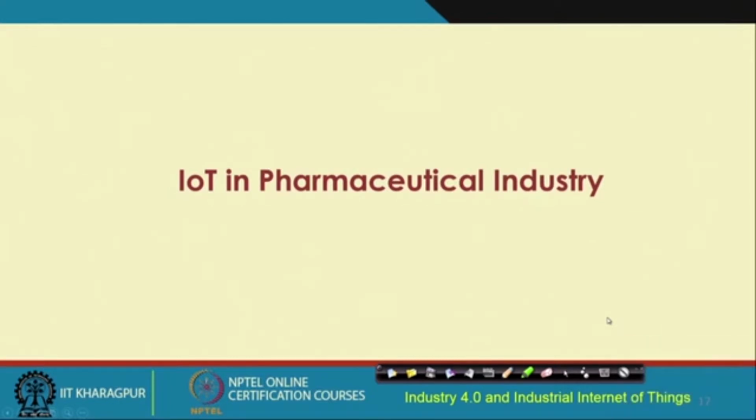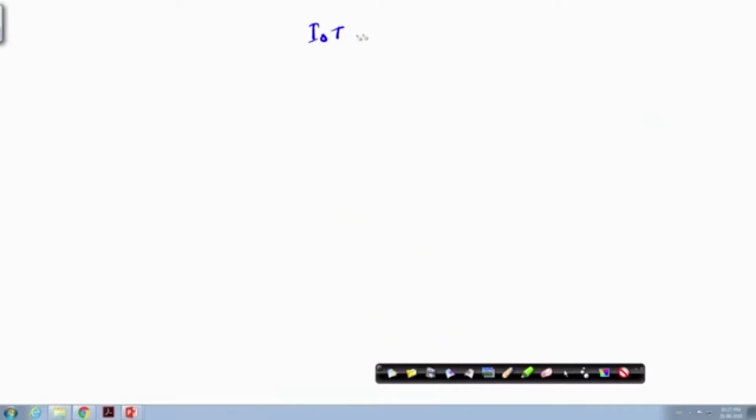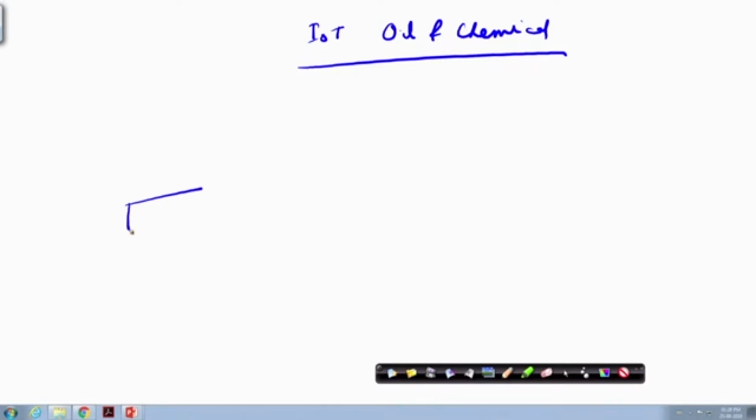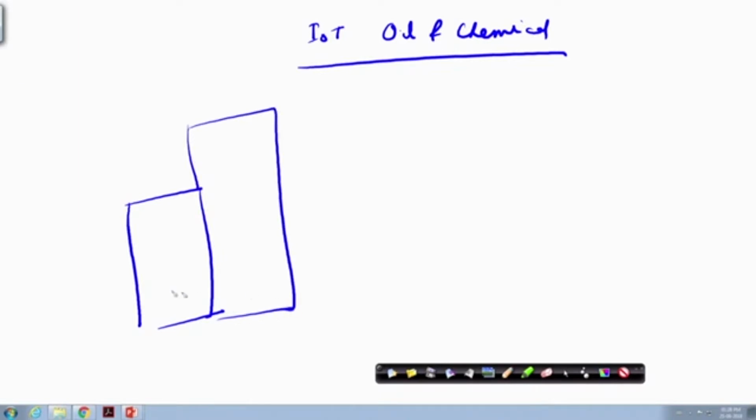So, before I talk about IoT in pharmaceutical industry, let me see whether we understand this in detail enough. So, let us try to look at this particular thing. Let us say that we have, so we want IoT implementation in the oil and chemical industry, right. So, we are essentially talking about what? We are talking about different industries, right, different industries etc. in this domain.